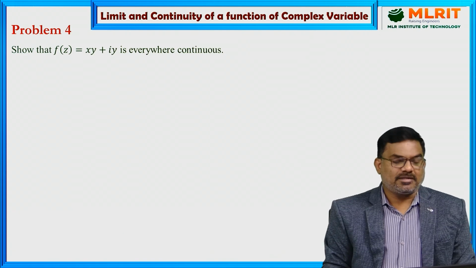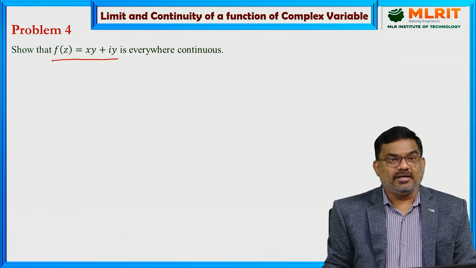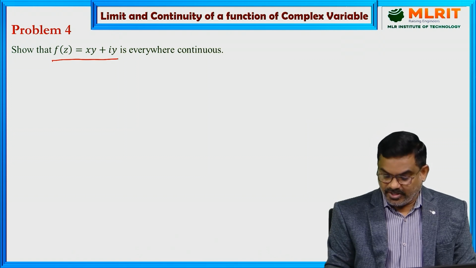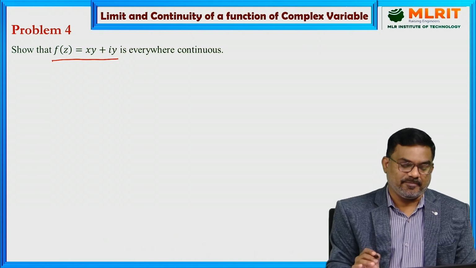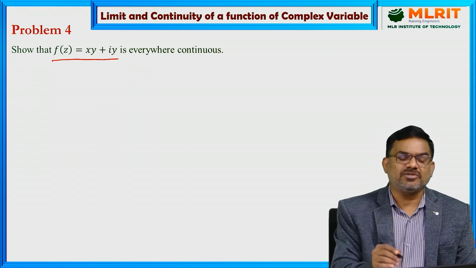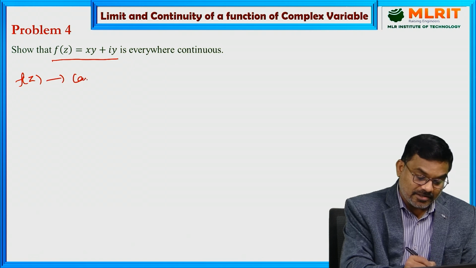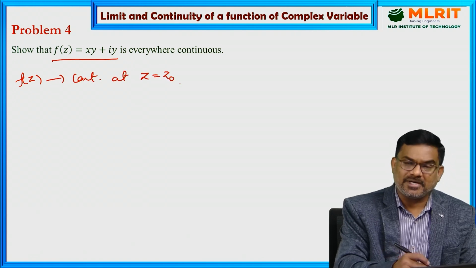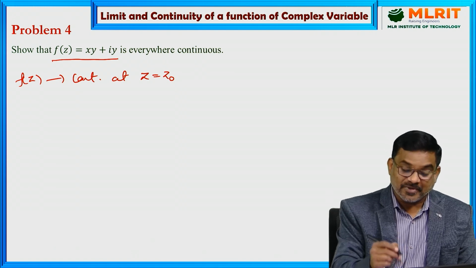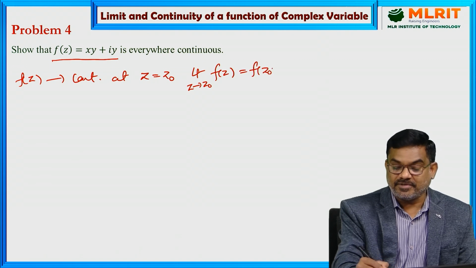Similarly, show that the function f of z equal to xy plus iy is everywhere continuous. So we need to prove that the given function is continuous everywhere. Now first of all, what is the definition of continuity? A function f of z is said to be continuous at a point z equal to z naught if, first, f at z naught should be defined, and the limit as z tends to z naught of f of z must be equal to f of z naught.